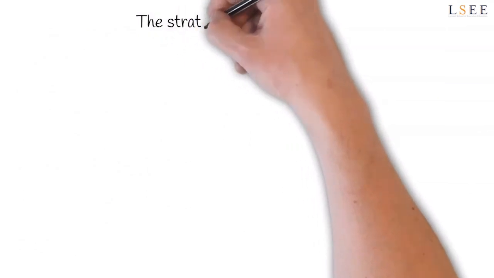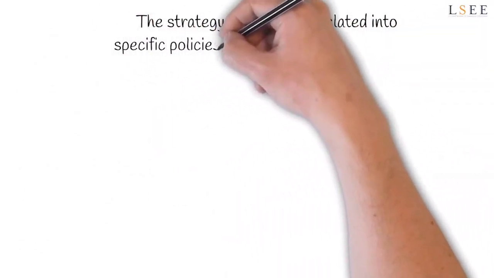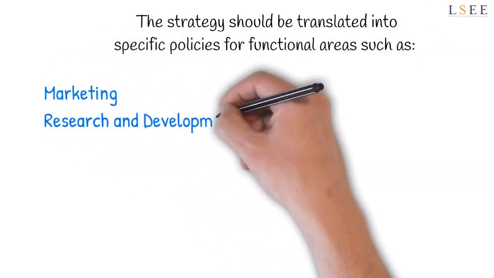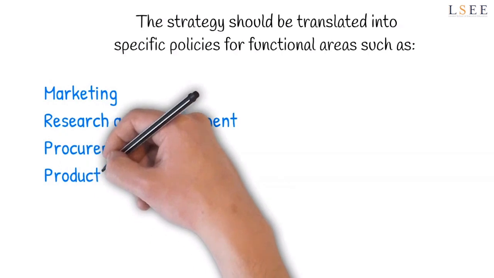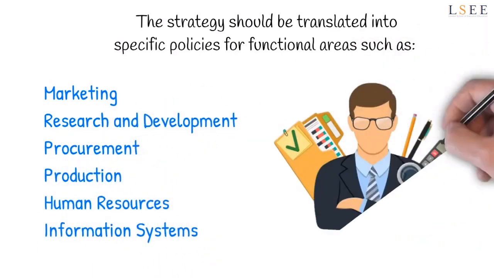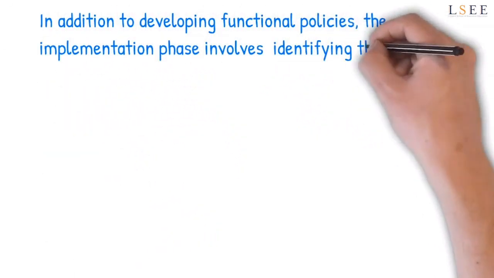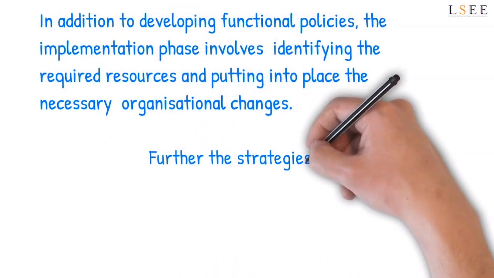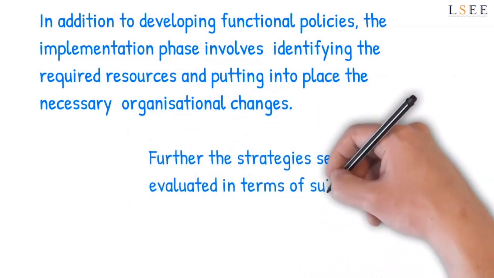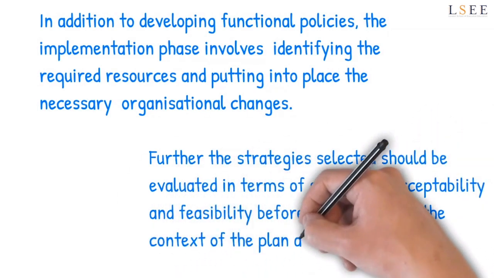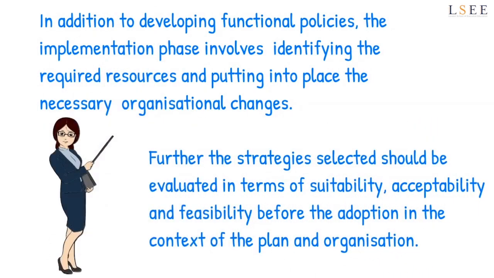The strategy should be translated into specific policies for functional areas such as marketing, research and development, procurement, production, human resources, information systems. In addition to developing functional policies, the implementation phase involves identifying the required resources and putting into place the necessary organizational changes. Further, the strategies selected should be evaluated in terms of suitability, acceptability, and feasibility before the adoption in the context of the plan and organization.